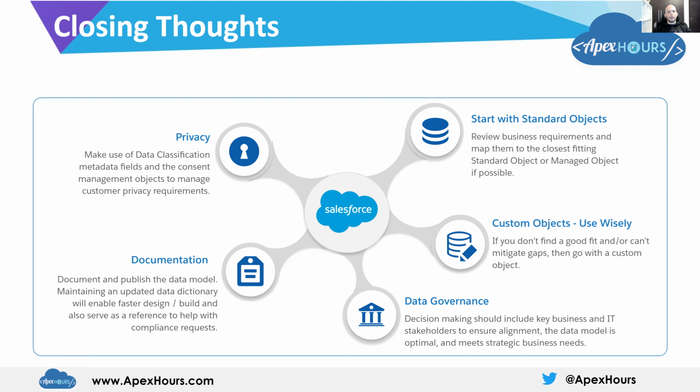Like Duan mentioned, if you have an amazing data model, but you don't have governance around it, people don't know about it, you're not updating it, it will very quickly become not amazing. So make sure that decision-making includes key business and IT stakeholders to ensure alignment, the data model is optimal, and meets strategic business needs. From a documentation point of view, document and publish the data model.